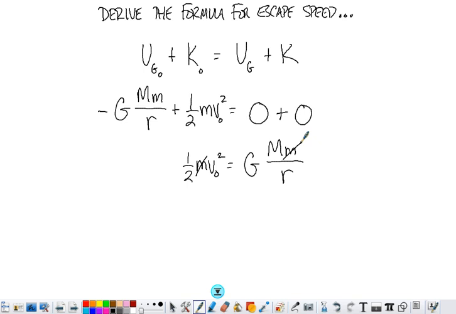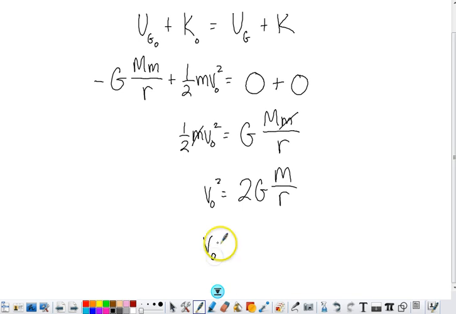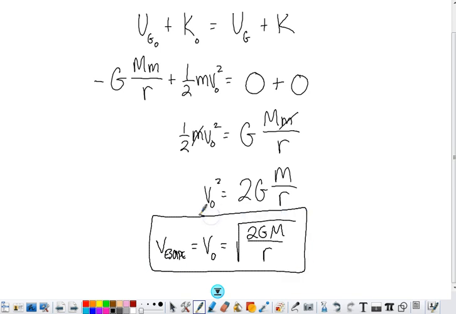Simplifying a little bit further, we get the escape speed squared is equal to 2GM over R, or the escape speed is equal to the square root of 2GM over R, where M is the mass of the planet you're trying to escape, and R is the radius of the planet you're trying to escape from. And there you have it, an expression for escape speed.